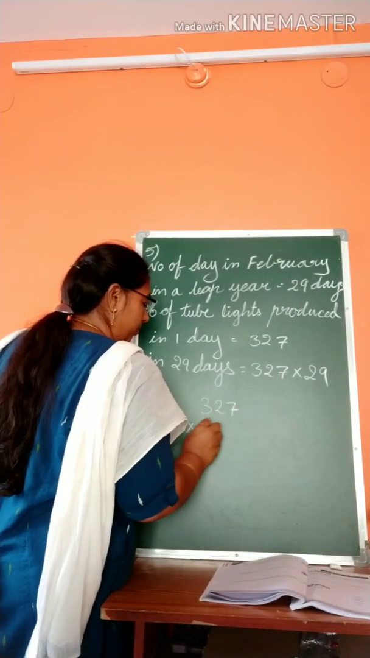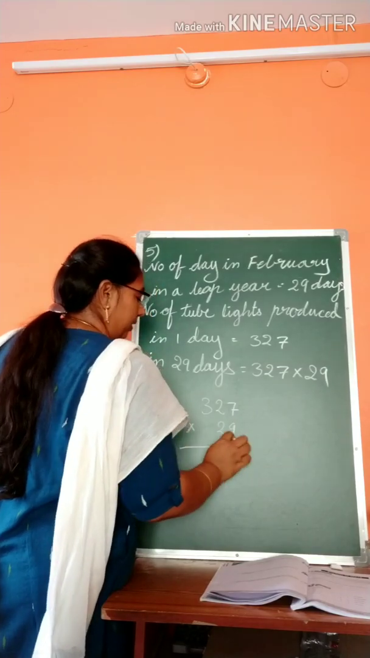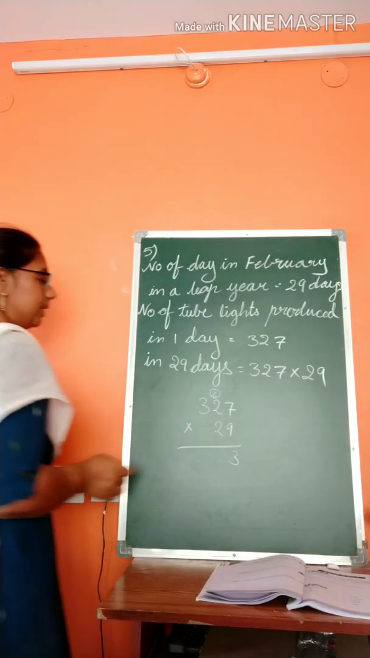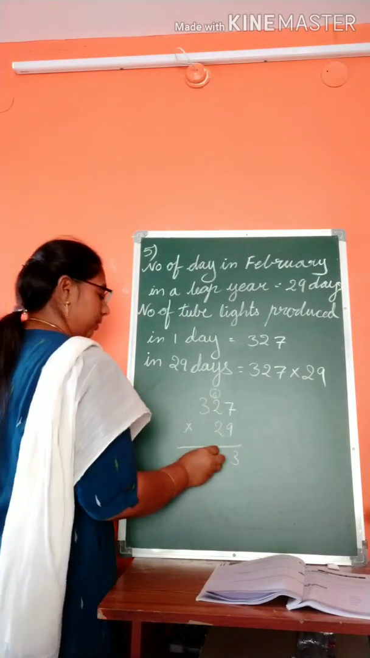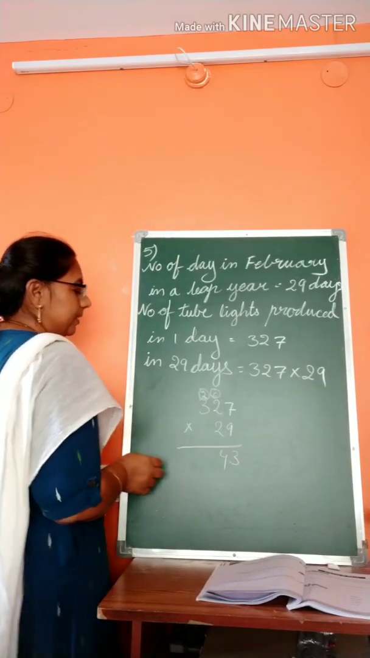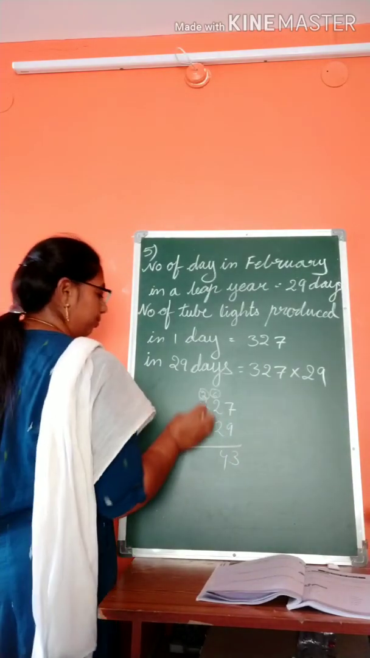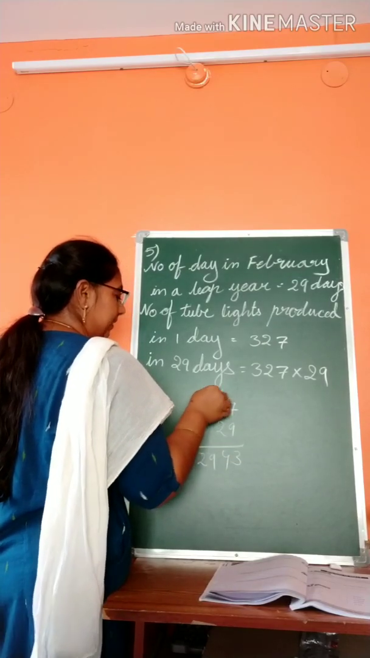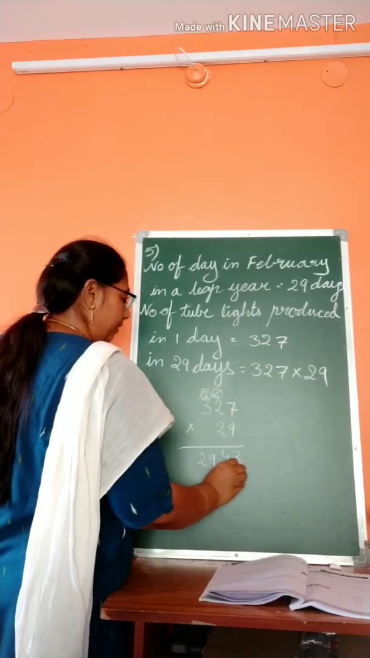327 into 29. 9 7s are 63. 3 and 6 carry to the next place. 9 2s are 18 plus 6, 24. 4 and 2 carry to the next place. 3 9s are 27 plus 2, 29. Now what we have to do? We have to cancel the carryings and we have to cancel the first place.